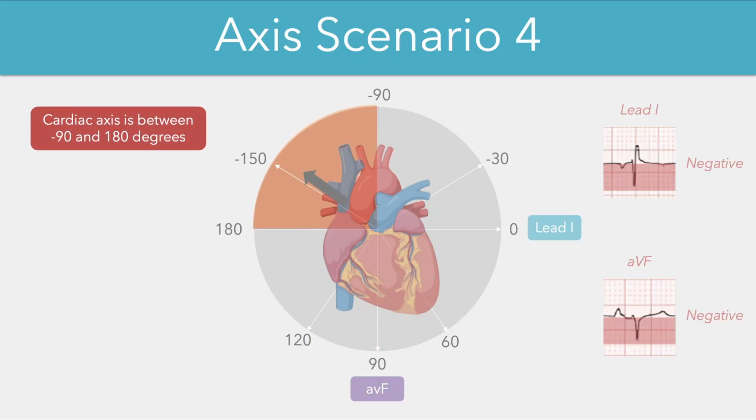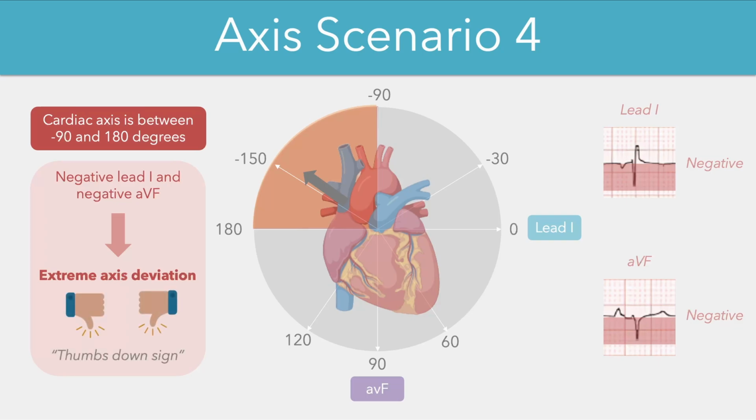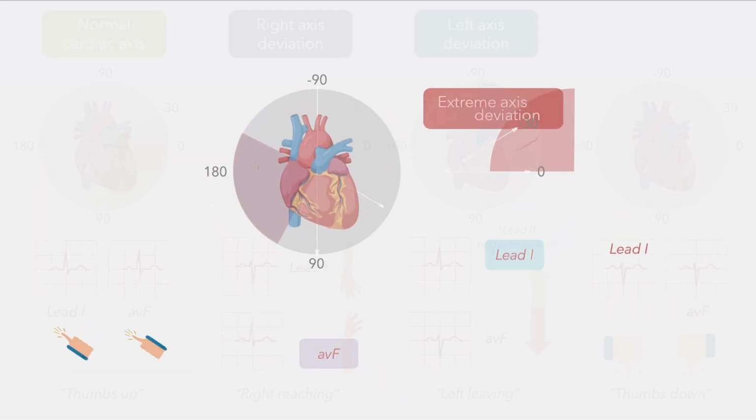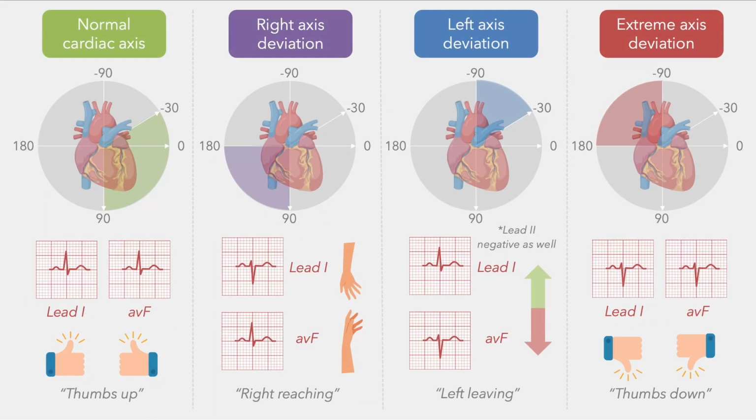To complete this, we can say that if we have a negative lead 1 and a negative lead AVF, it's indicative of an extreme axis deviation. And the way to remember this one is by remembering the thumbs down sign. So both QRS complexes in this case are pointing downwards. To finish off, we have a summary slide here which outlines the different types of cardiac axes, as well as the ECG findings for each type.